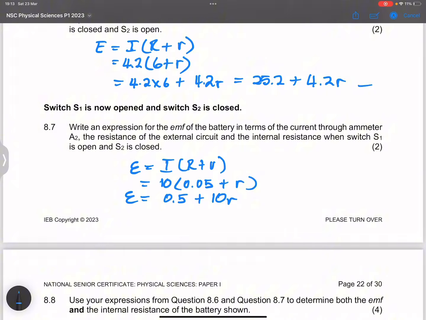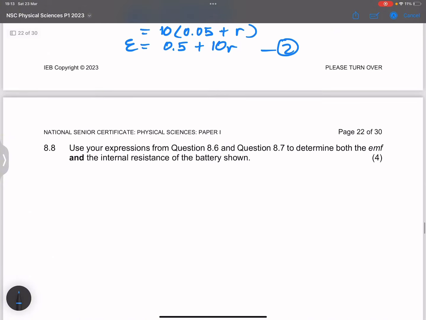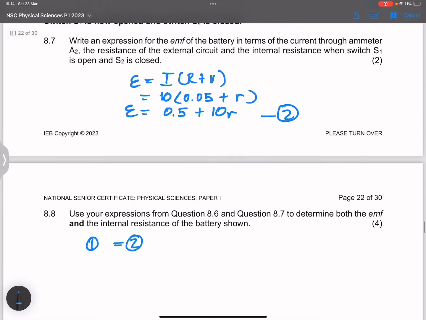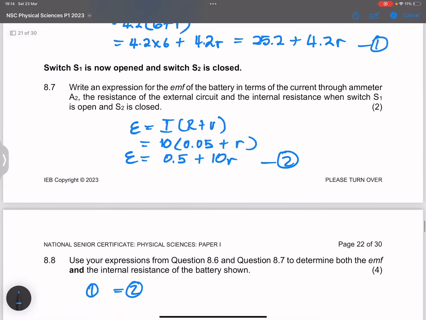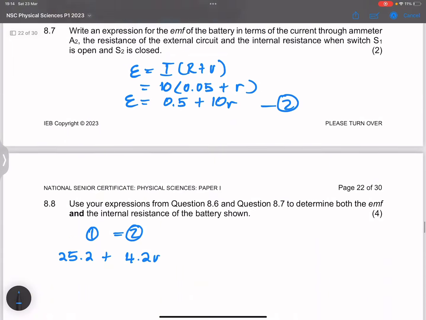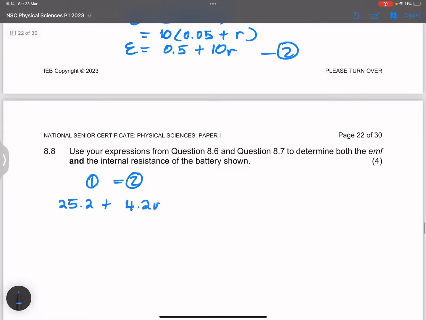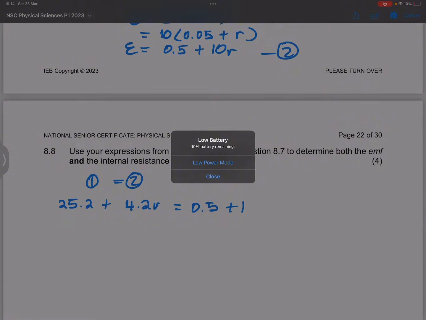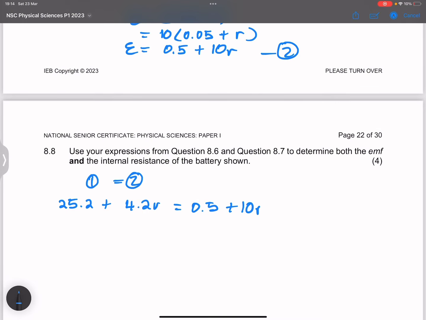Okay, so that would be our equation 1 and that would be our equation 2. And what do you note? Both of them are equal, isn't it? So equation 1 is equal to equation 2. So meaning that we've got 25.2 plus 4.2r, right, which is equal to 0.5 plus 10r. Okay, so our battery is complaining.